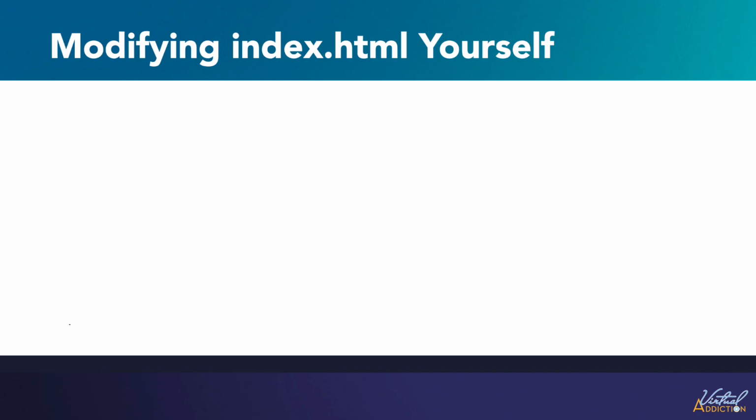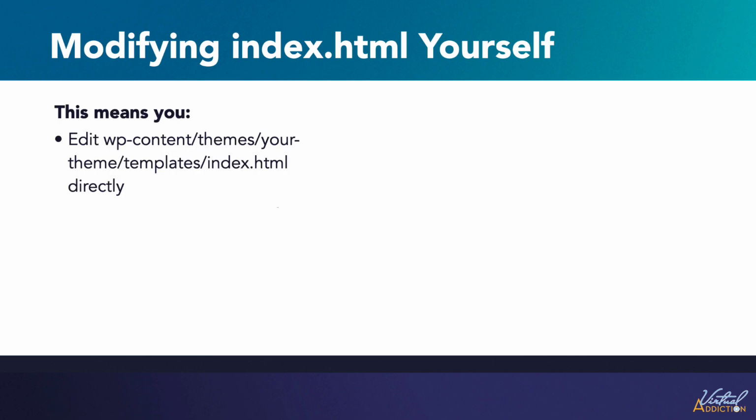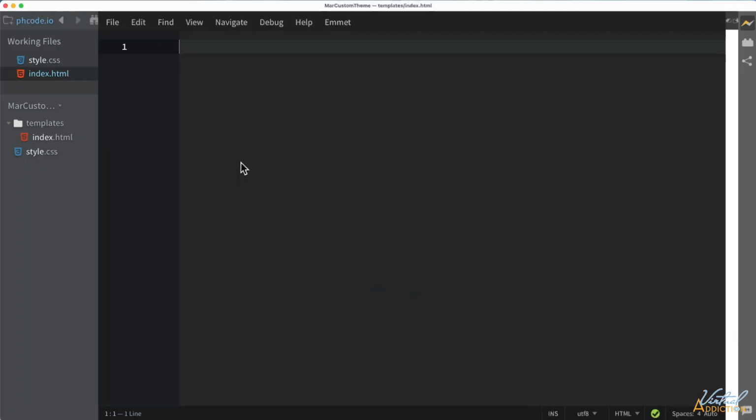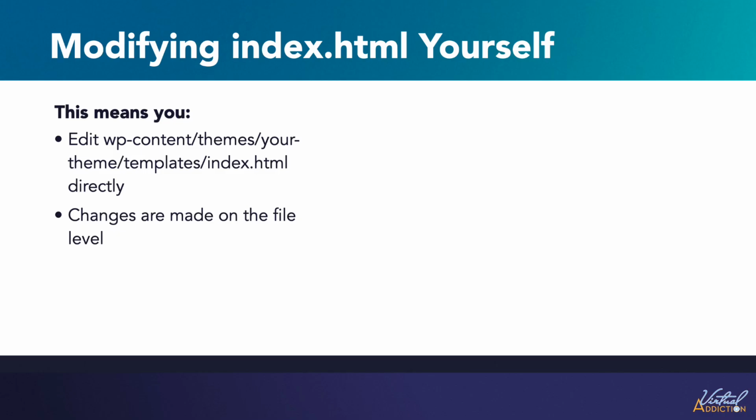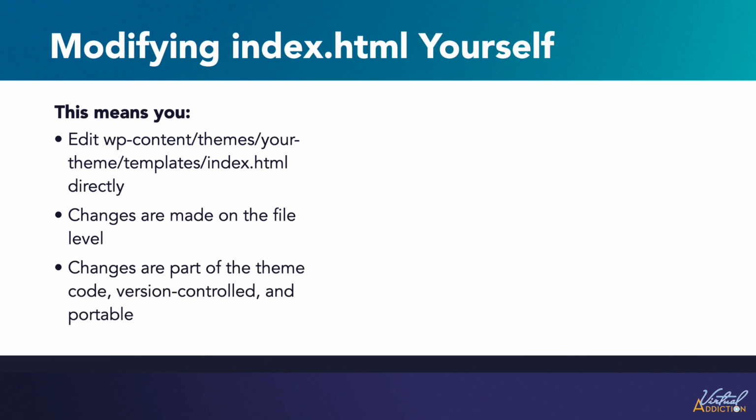Let's take a minute and talk about what's happening here. The difference comes down to where the change is made and how WordPress saves and manages those changes. When you modify the index.html file yourself, it basically means that you are editing the index file that is saved inside of the wp-content, themes, your theme, template folder. So this would be the index file that we had made previously. These changes are made on the file level, which means that it exists outside of the WordPress admin panel. These changes are part of the theme code. They're version controlled and portable.